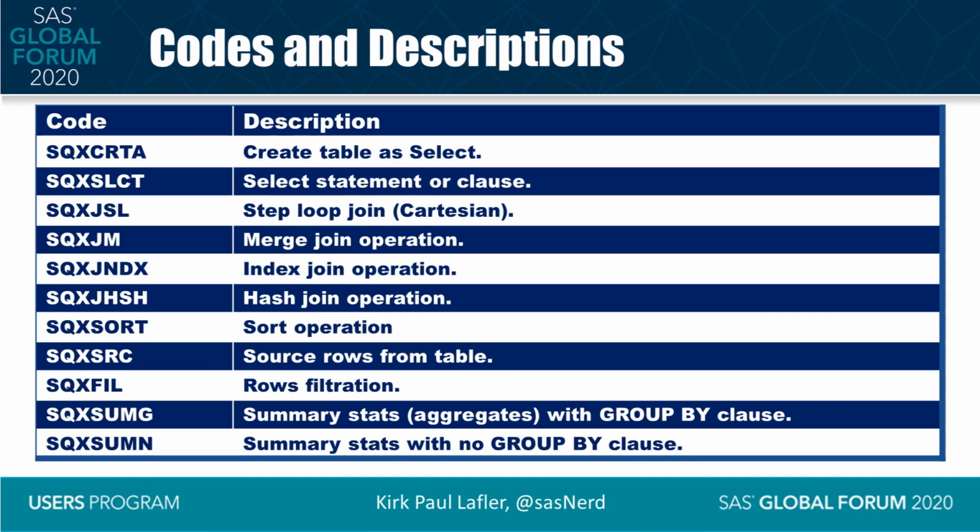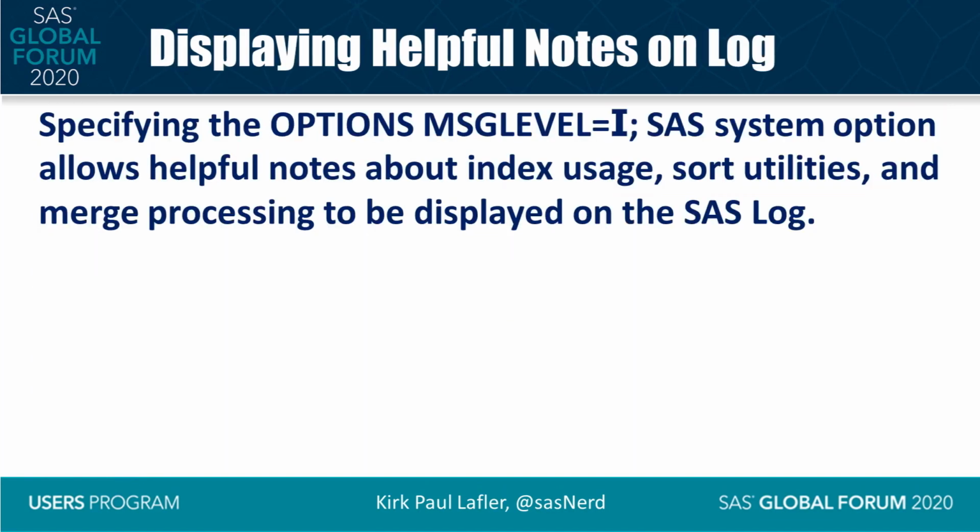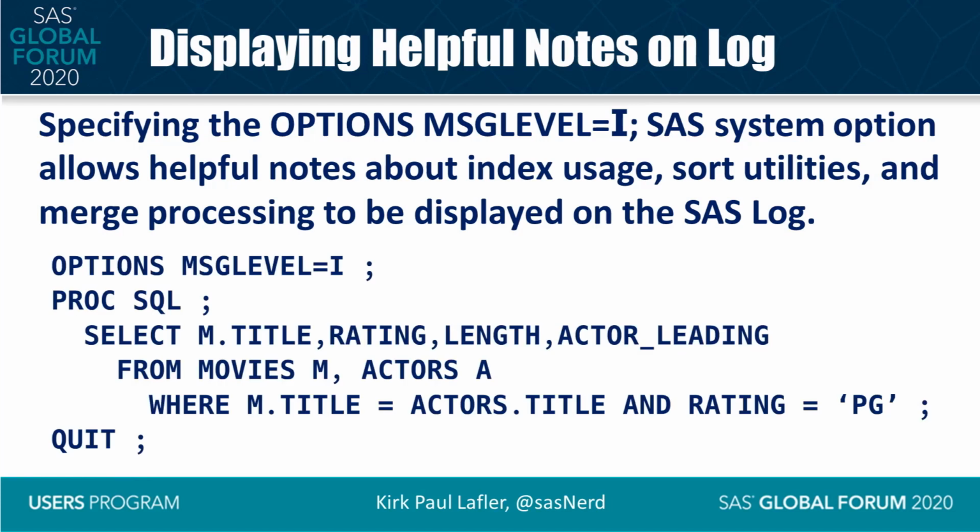Now, there's another very useful thing that I like to have all SAS users be aware of. It's called options msglevel=I. It's a SAS system option that allows helpful notes about index usage, sort utilities, and merge processing to be displayed on the SAS log. It has nothing to do with just SQL. It can be used or specified anywhere in the SAS system.